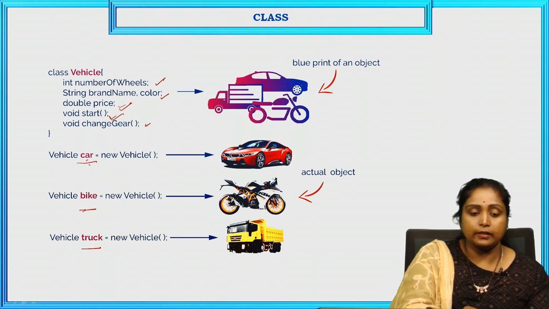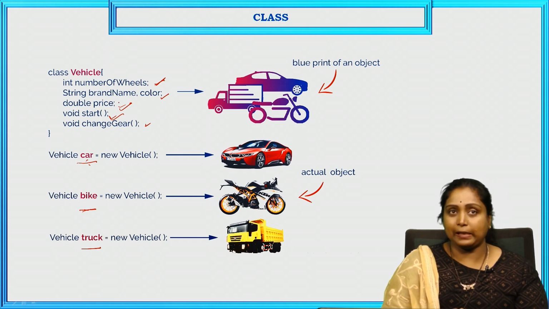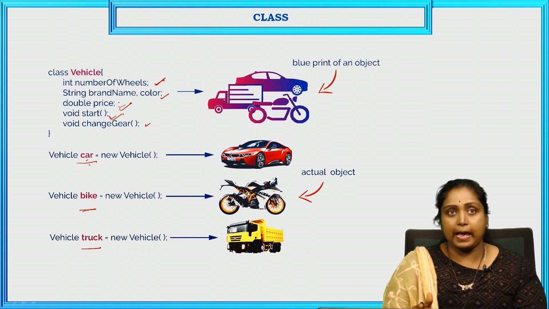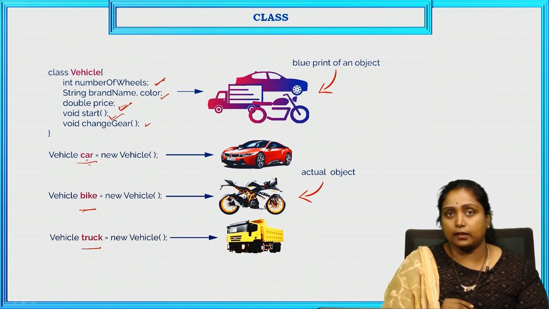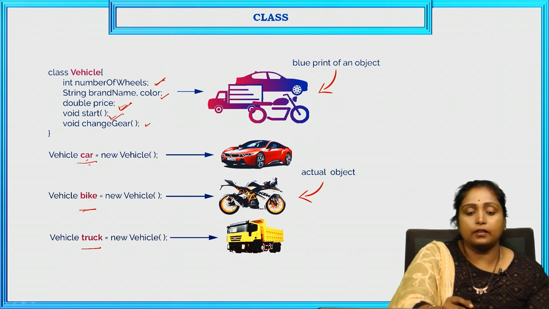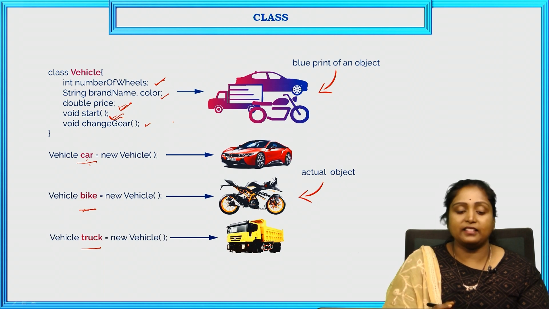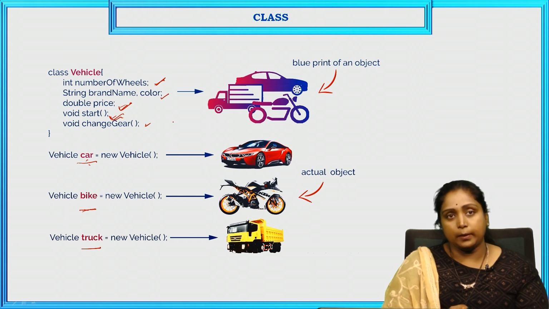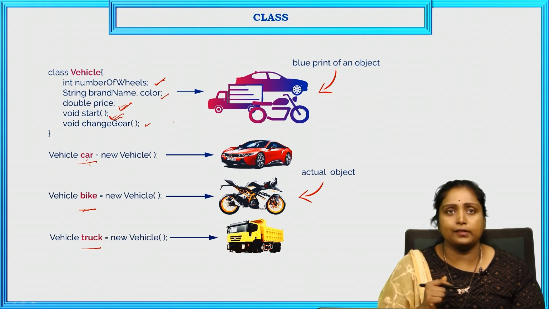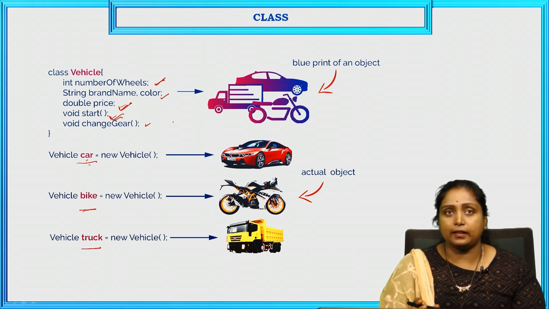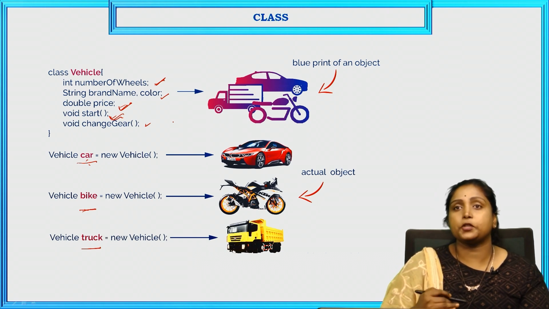So okay, the bike, you will have 2 wheels, and what will be the brand name? It might be a Pulsar, and it might be any color, black, white, like that. And the price of the vehicle will always be less than the car. And how you are going to start and change gear in case of a bike. And the truck is also a blueprint of vehicle. Truck also has wheels, so it has 4 wheels. And what is the brand name and color? What was the price? So it all differs from one object to another object.